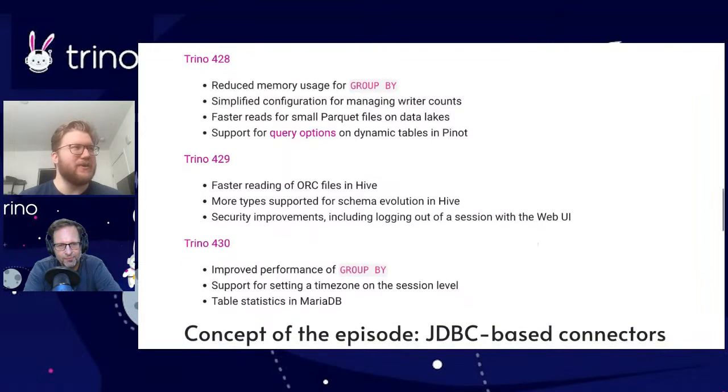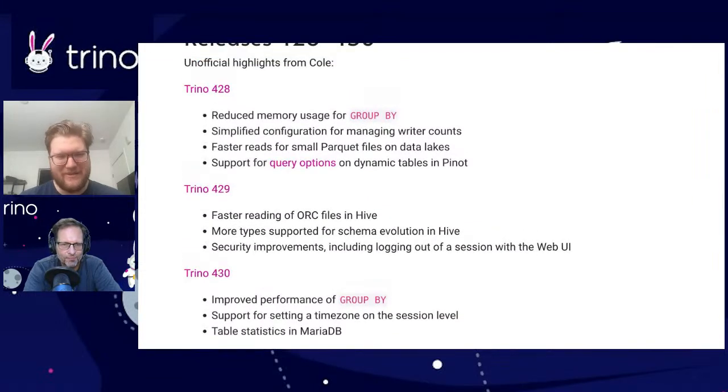And then 430 had improved performance of group by, which we've talked about. Support for setting time zones on the session level. So it used to be that you had to configure that at larger scale, but if you want to run a Trino session from somewhere else or pretend like you're in a different time zone, you can now set your session time zone and act like you're somewhere else on the globe, which is pretty handy for a wide variety of debugging things. I know that I've run into time zone issues.